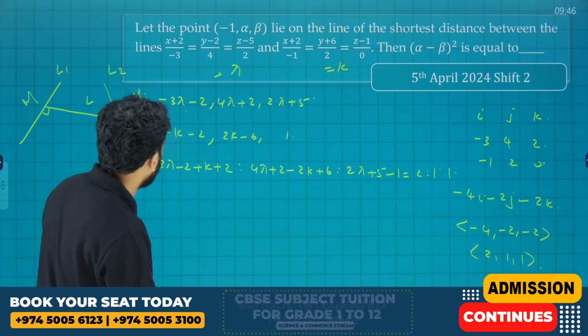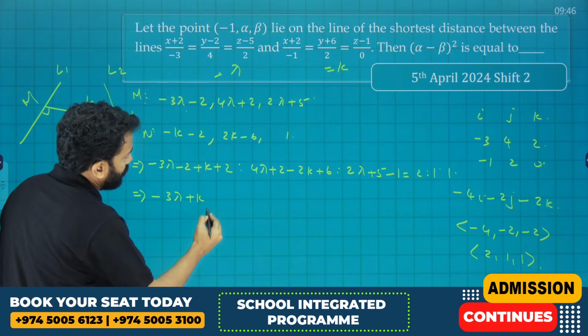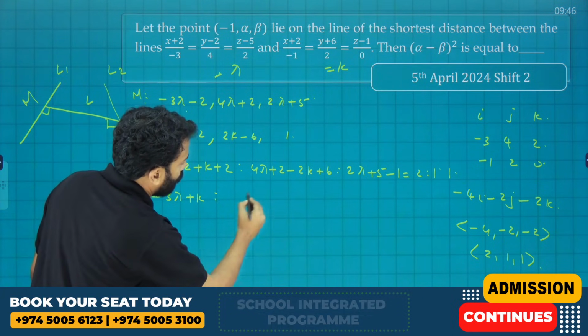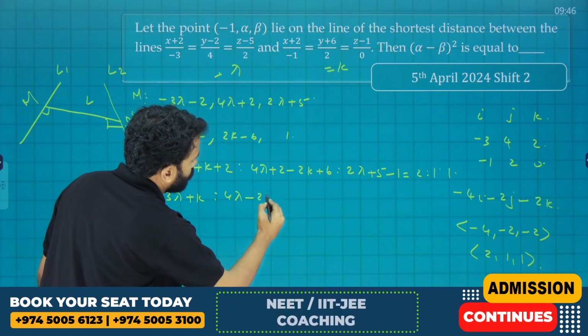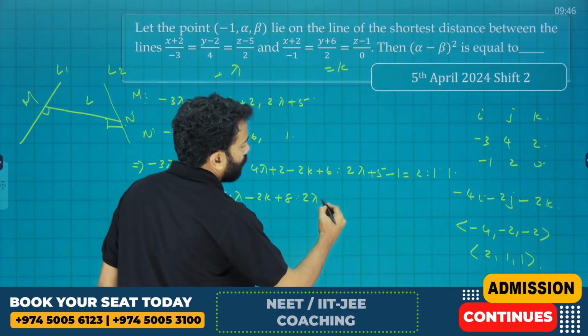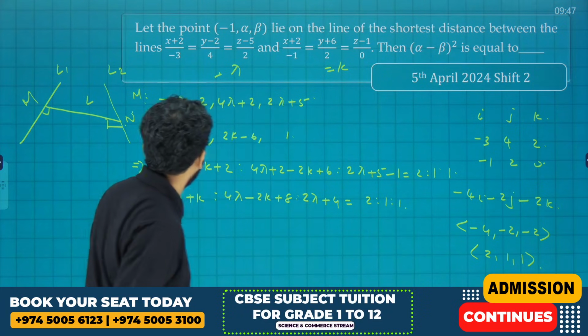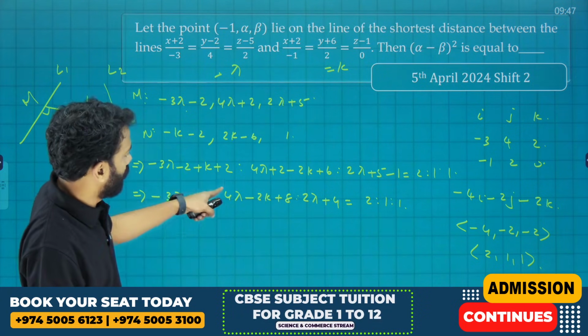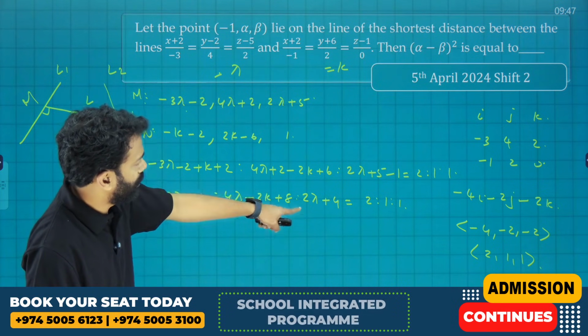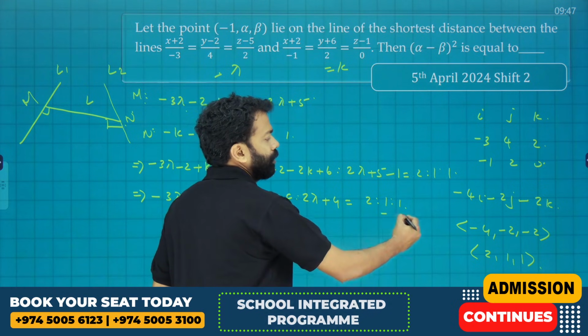Okay, hope you're getting the idea here. This will be (minus 3 lambda plus k) is to (4 lambda minus 2k plus 8) is to (2 lambda plus 4), which is equal to 2 is to 1 is to 1. That is minus 3 lambda plus k, 4 lambda minus 2k plus 8, and 2 lambda plus 4 is equal to 2 is to 1 is to 1.